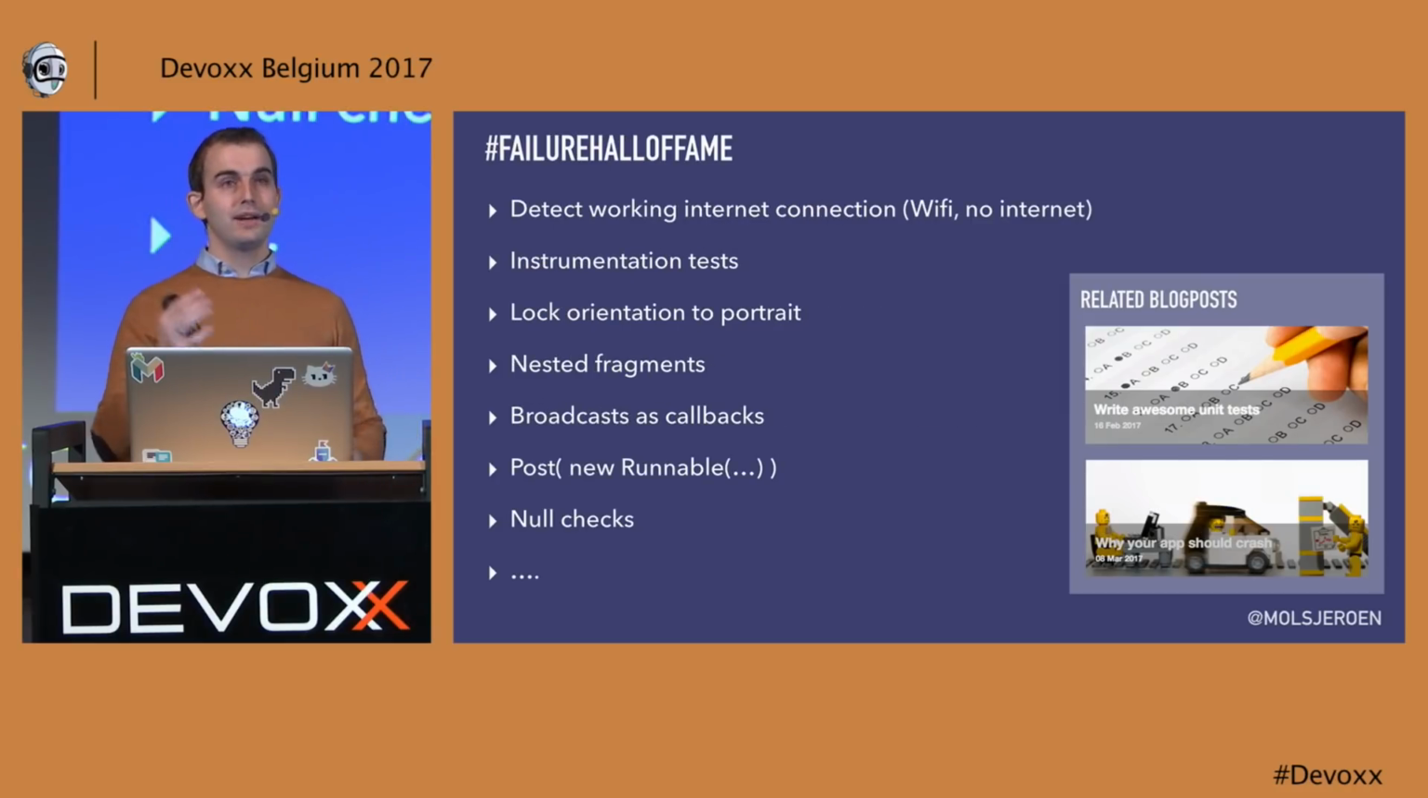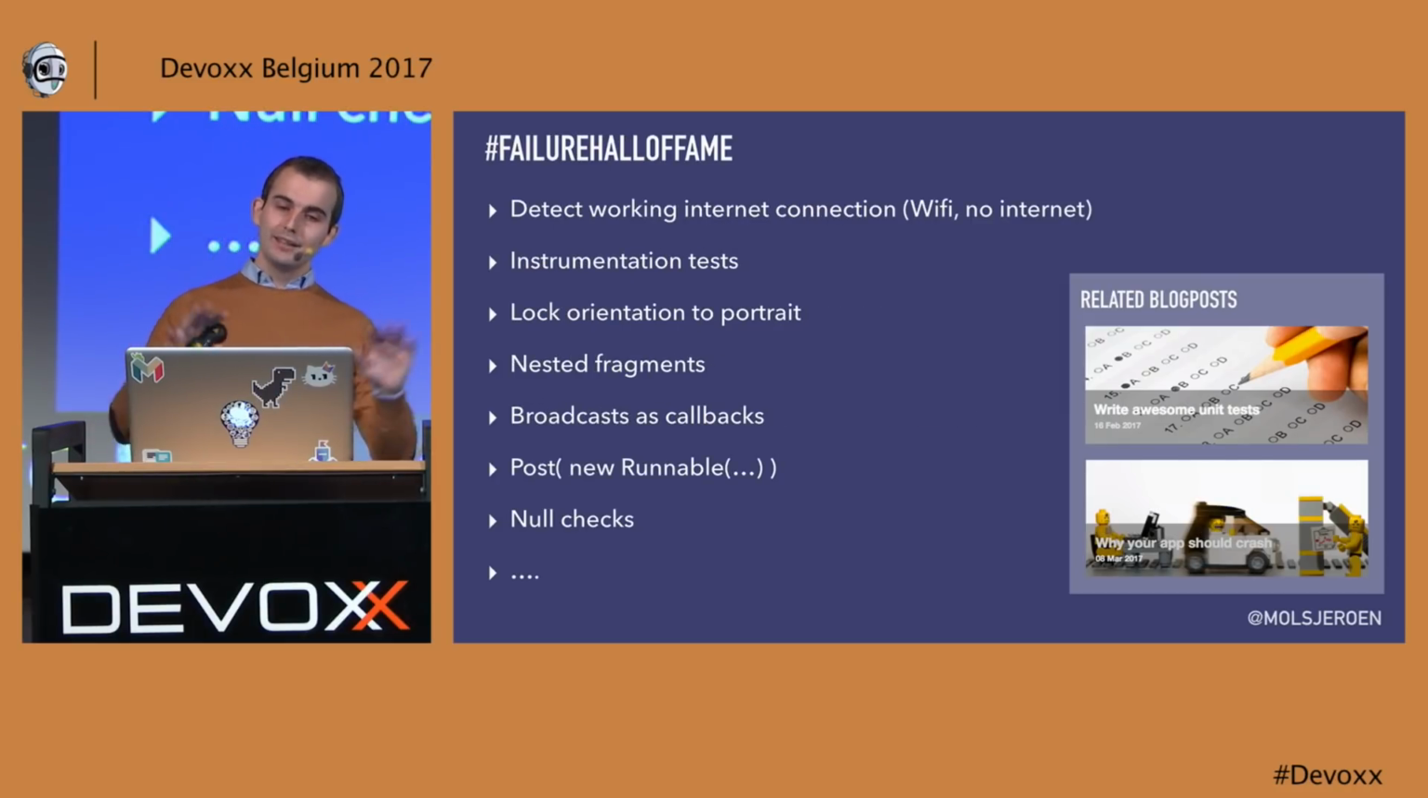Now, my failure Hall of Fame, pardon me, this is mostly Android related, but it's simple things. I'm going to quickly go over it. Like, I once thought it was super easy to detect whether you're on a Wi-Fi network without internet. Well, turns out that's just impractical because you run into a system timeout on Android, a DNS timeout, which you cannot set, and that just makes it too difficult to detect this.